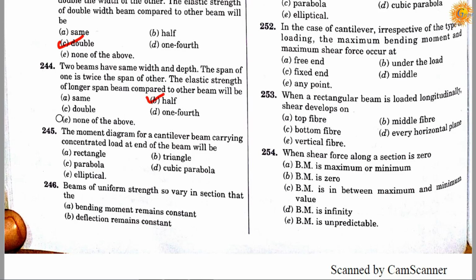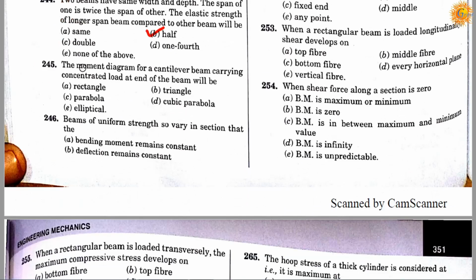Question number 245. The moment diagram for a cantilever beam carrying a concentrated load at the end of the beam will be: option A, a rectangle; option B, a triangle; option C, a parabola; option D, a cubic parabola; and option E, elliptical. So correct answer is B. It will be a triangle.